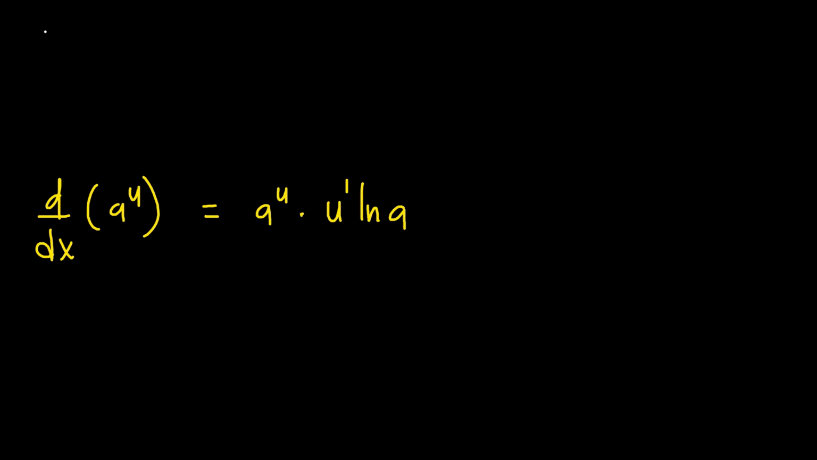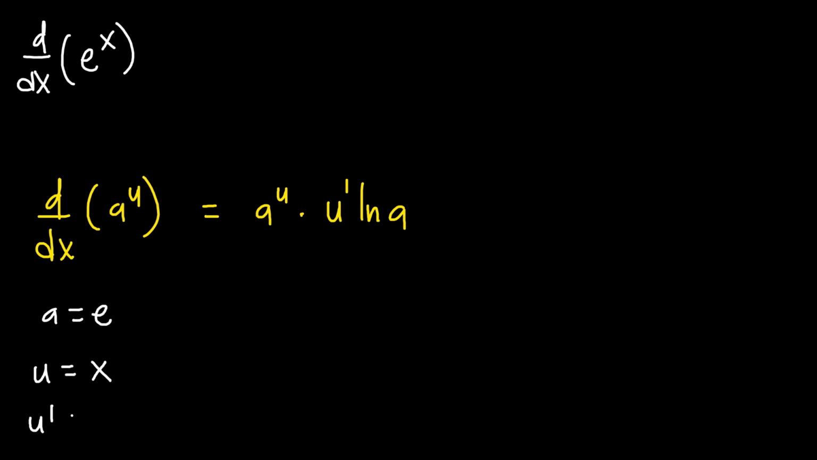Now what if you were told to find the derivative of e to the power of x? How can you solve this? In this case, a equals e, and then u will be equal to x. And if we differentiate this, u prime will be equal to 1. And so this will be equal to a to the power of u, which will be e to the power of x, times u prime, which is 1, and then times natural log of e. Now natural log of e will be equal to 1.